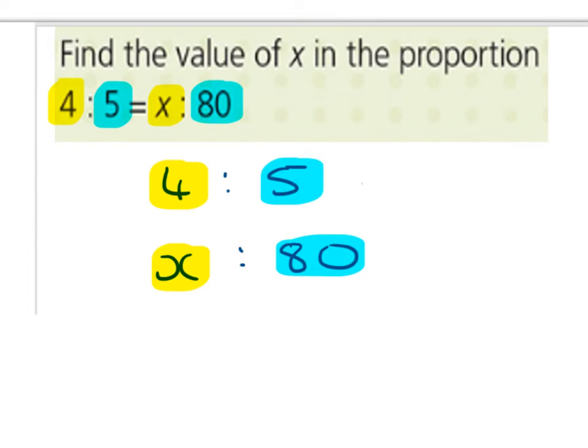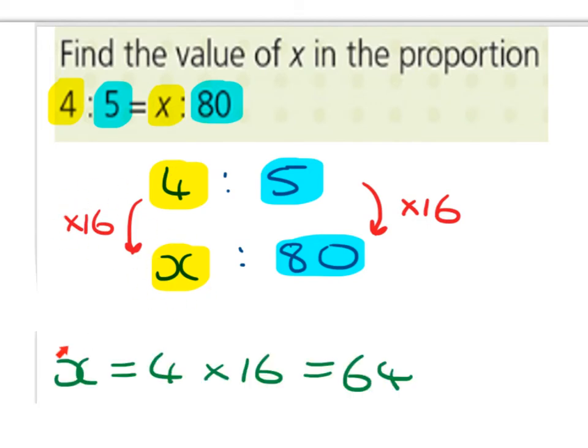If you can't think off the top of your head, go the other way. 80 divided by 5 gives us what? And the answer is 16. So 5 multiplied by 16 gives us 80. So what we do to the right, we must do to the left. So 4 multiplied by 16 will give us x. So x is equal to 4 times 16, which is 64.